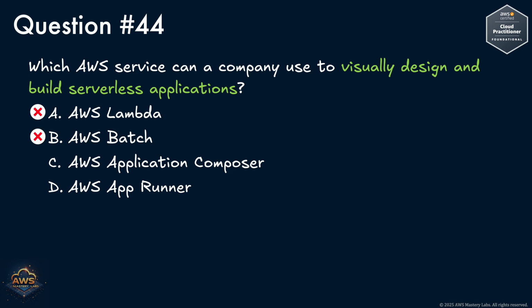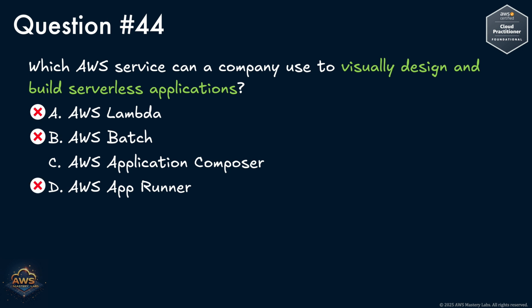Option B, AWS Batch. AWS Batch is a fully managed service for running batch computing workloads, typically used for compute-intensive jobs like simulations or large-scale data processing. It is not related to serverless application development, nor does it support visual design capabilities. Incorrect, because AWS Batch is used for batch processing, not visual serverless app development.